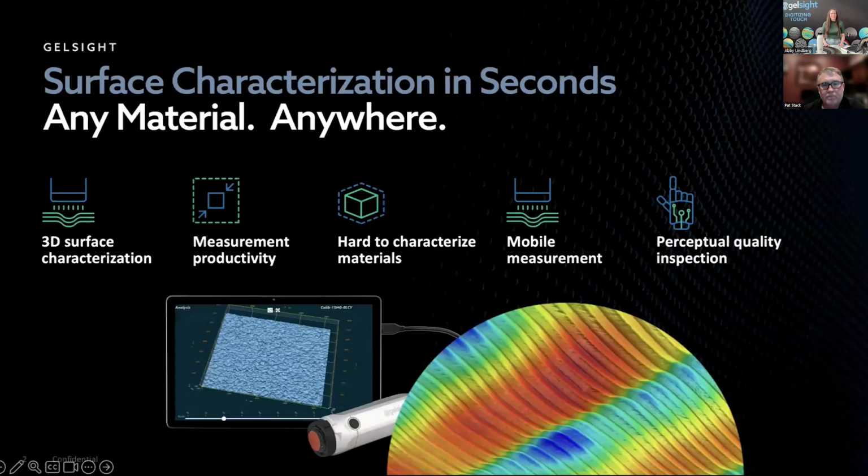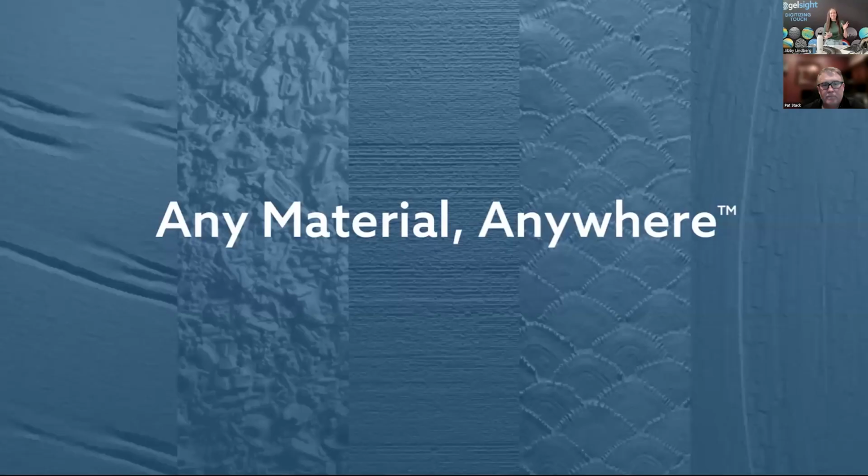Before I hand it over to Pat, I'll start with a little bit about GelSight. GelSight is a portable measurement system that can be used to characterize a 3D surface in a matter of seconds. The form factor lets us get into hard-to-reach locations, and the gel sensor lets us look at any material regardless of optical properties. So we like to say any material anywhere. And we mean any material anywhere. So here we can see we've got wood grain, snow crystals, 3D printed metal, fish scales, and other machined surfaces. Anything from matte black paint to chrome.